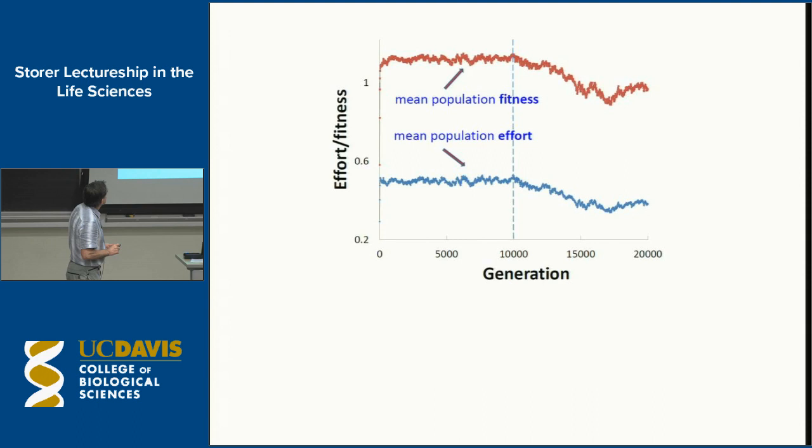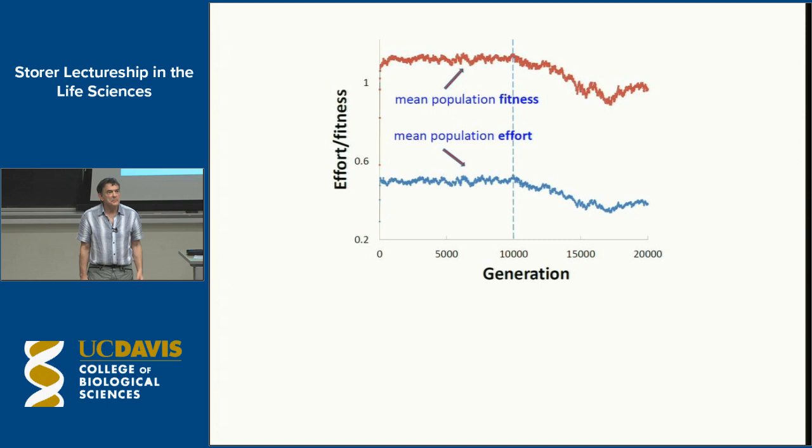And so here we can see it again. This is the mean population effort. It decreases once you allow reputation. This is the mean population fitness. It also decreases. Reputation is bad for fitness within the population.